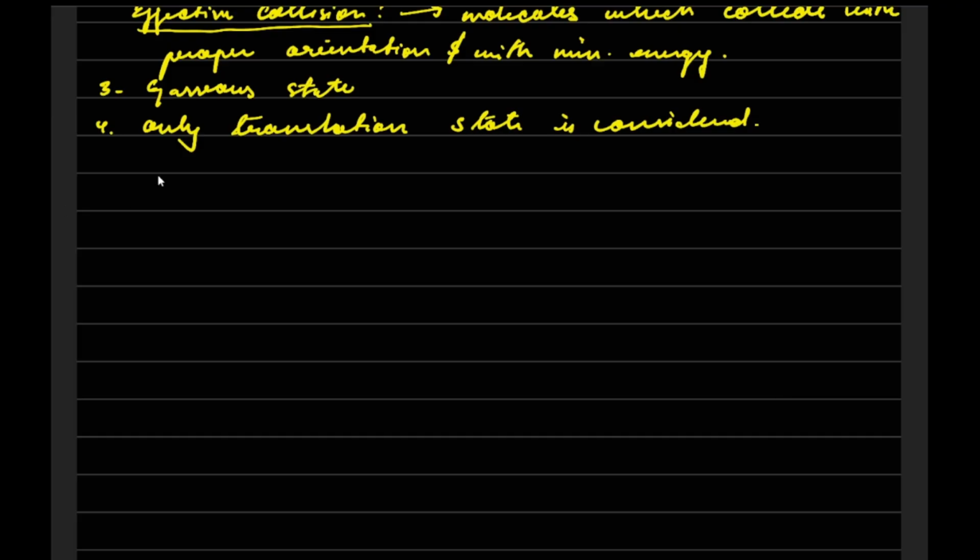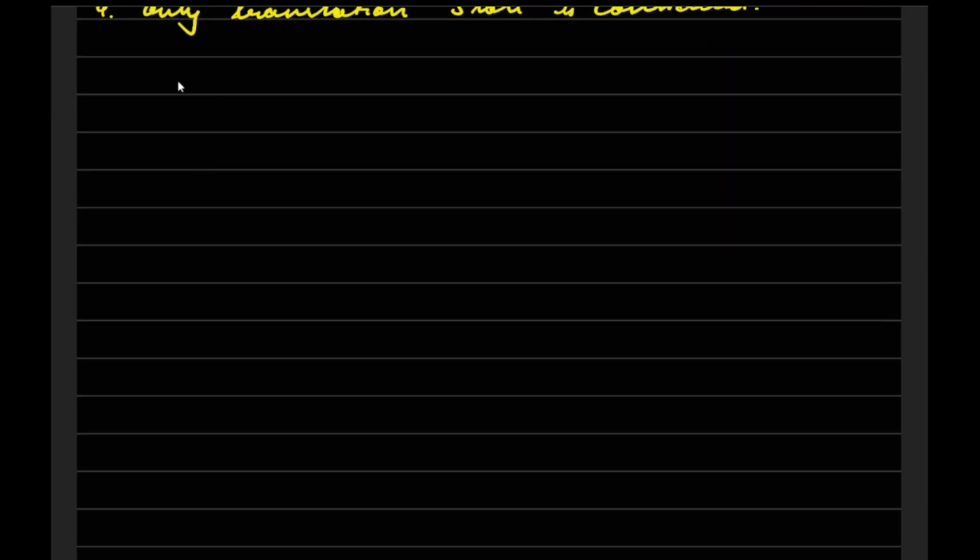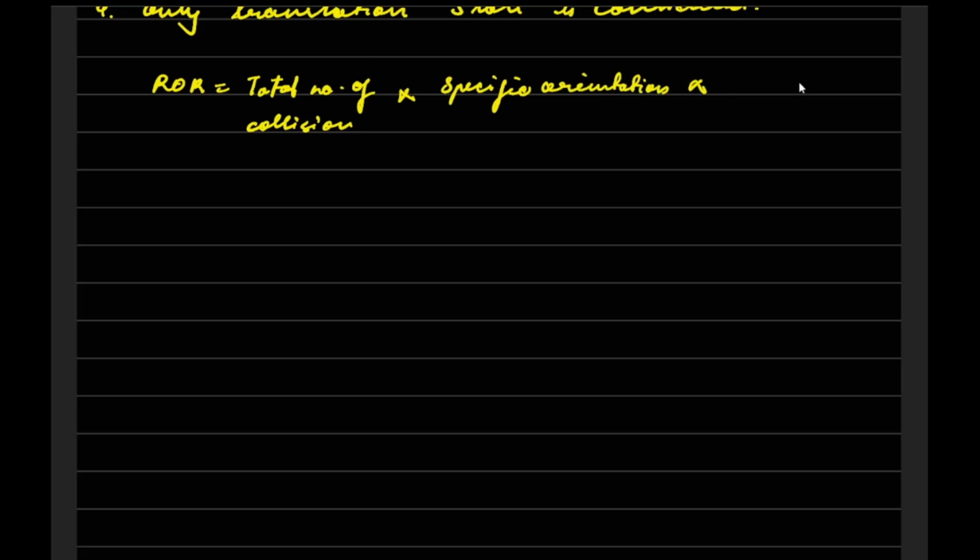Now, the rate of reaction for this collision theory means the rate of reaction is equal to the total number of collisions multiplied by the specific collision multiplied by the minimum number. Okay, so this is the rate of reaction.